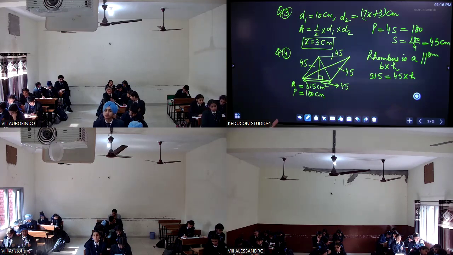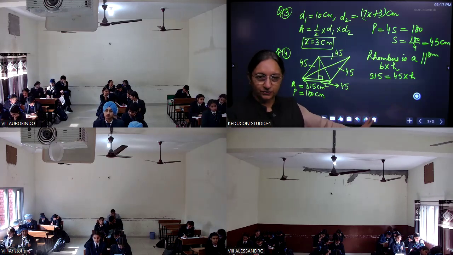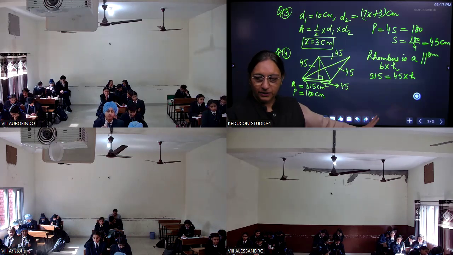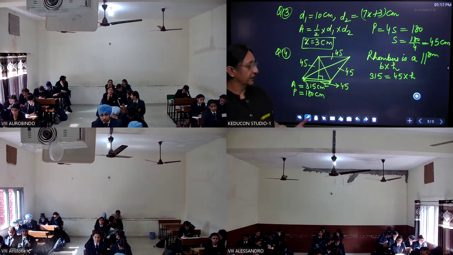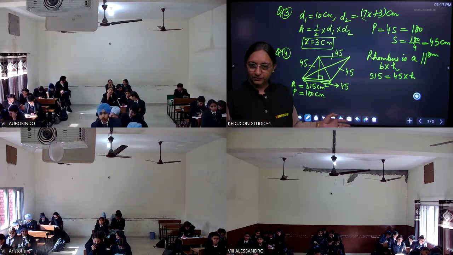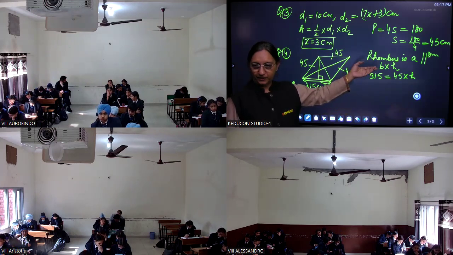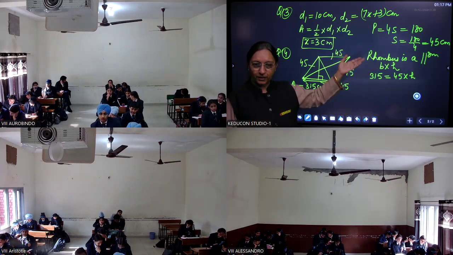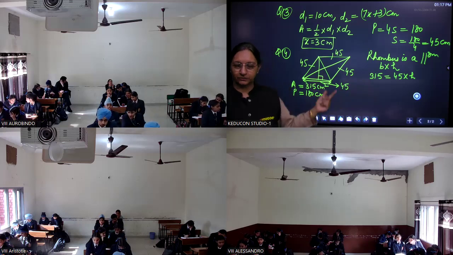Is it simple now? This is also the way to do. Okay, beta, whatever property you know, whatever properties you have read in 7th and 8th, apply them. Nobody can deny that a rhombus is a parallelogram. You know the area of a parallelogram, apply that, base into height. Base is known to you, height you have drawn here.